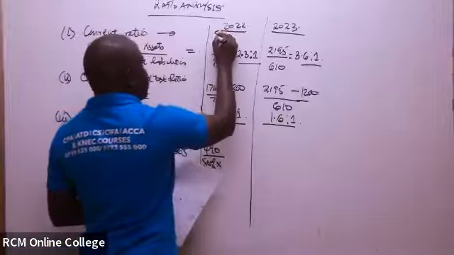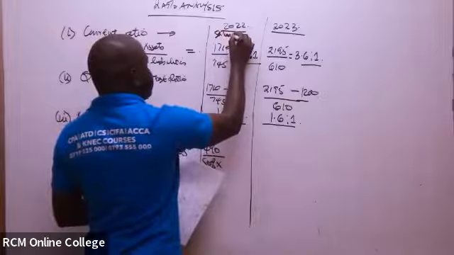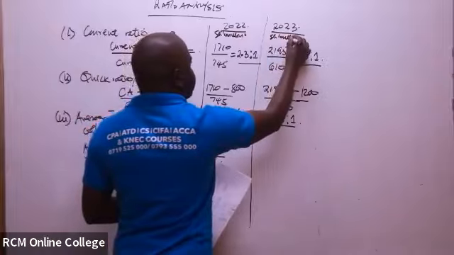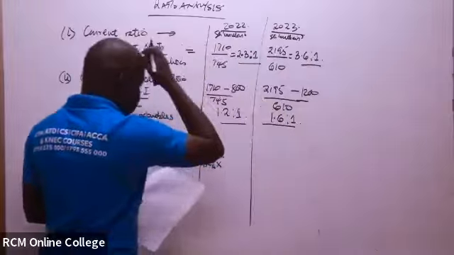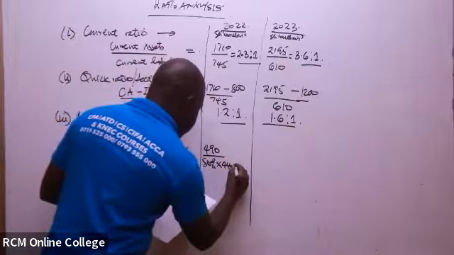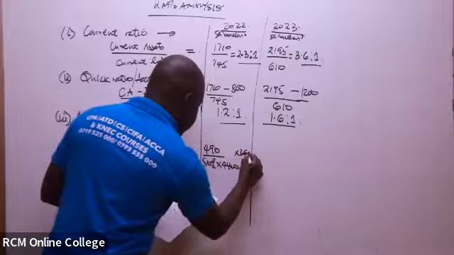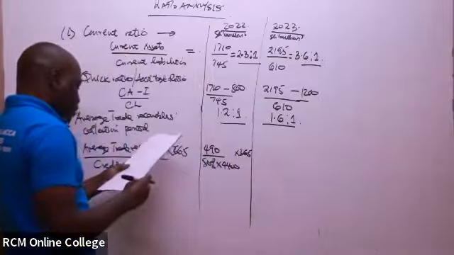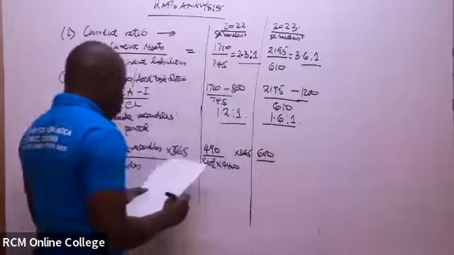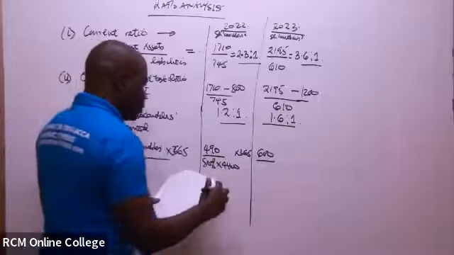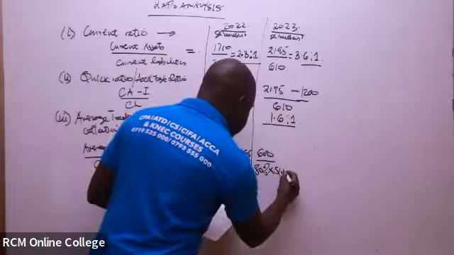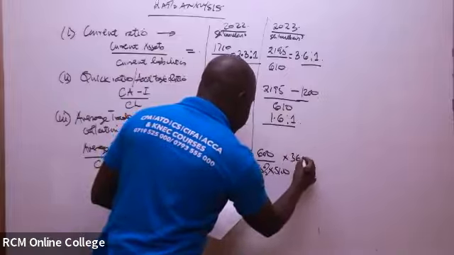Remember, the figures you're using here are in shillings of millions, so you can indicate that there. So you take 80% of 4,400, then multiply by 365. For the other one, the trade receivables is 600. We divide by the credit sales, which will be 80% multiplied by 5,100, and multiply by 365.